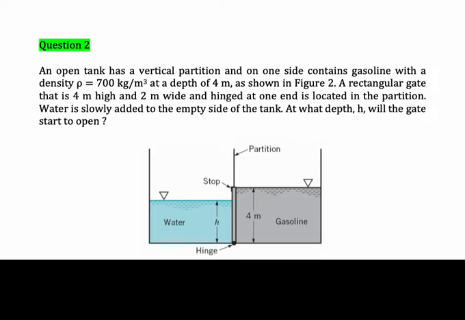This is tutorial question 2. An open tank has a vertical partition, and on one side contains gasoline with a density equal to 700 kg per meter cube at a depth of 4 meter, as shown in figure 2. A rectangular gate that is 4 meter high and 2 meter wide and hinged at one end is located in the partition. Water is slowly added to the empty side of the tank. At what depth H will the gate start to open? So this is the H in this situation.